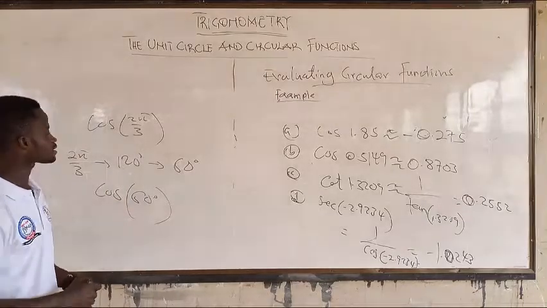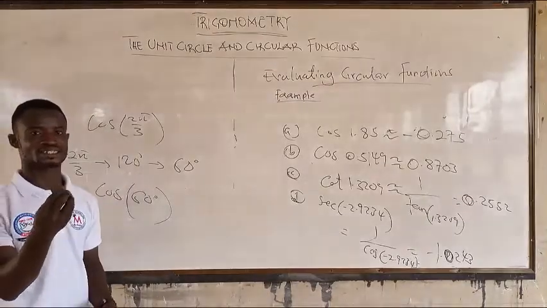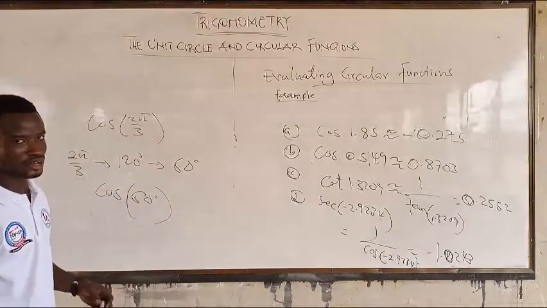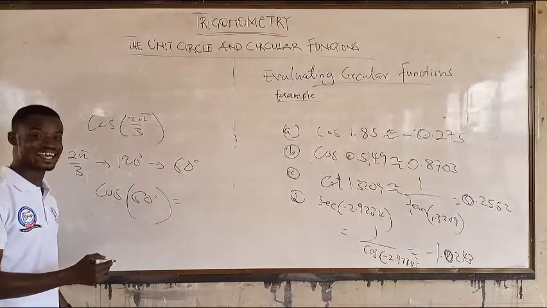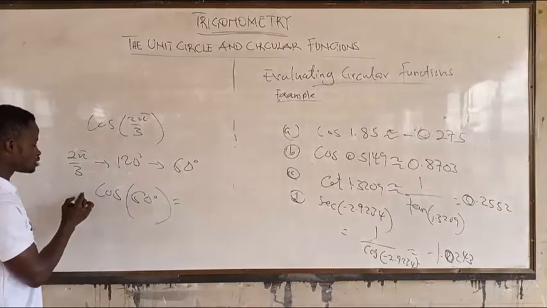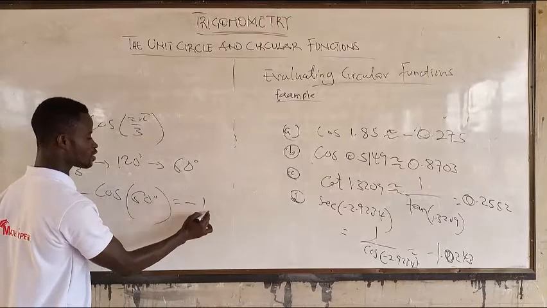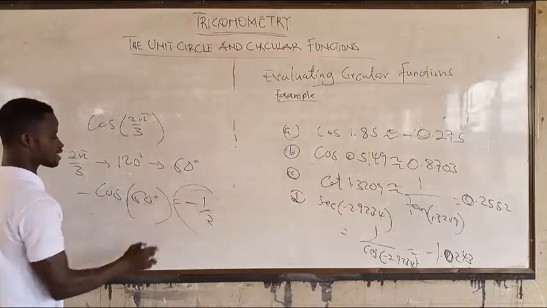But note that 120 degrees is in the second quadrant, and in the second quadrant, only sine is positive. So cos is going to be negative. So this is going to be negative half. And that is that for that.